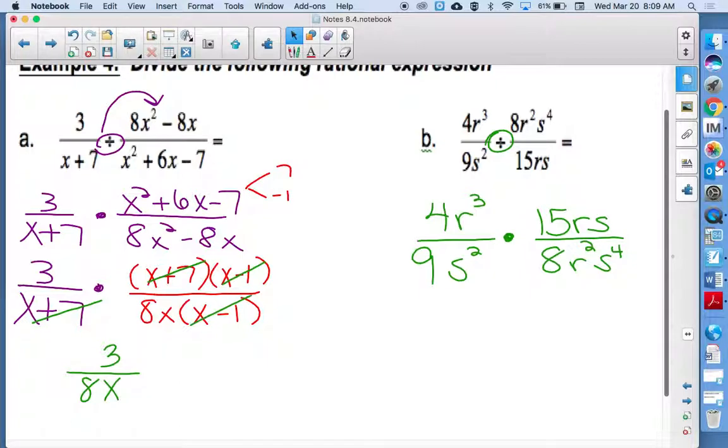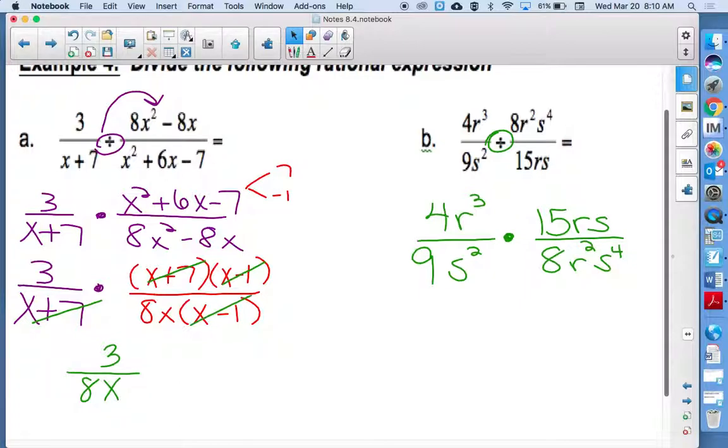And then you need to cancel. So you are allowed to cancel vertically, you're allowed to cancel diagonally, or you could choose to multiply the top, multiply the bottom. It's kind of up to you. But this one doesn't get factored because there's no addition or subtraction sign, so we don't need to factor. So if you prefer to cancel first, cancel away.